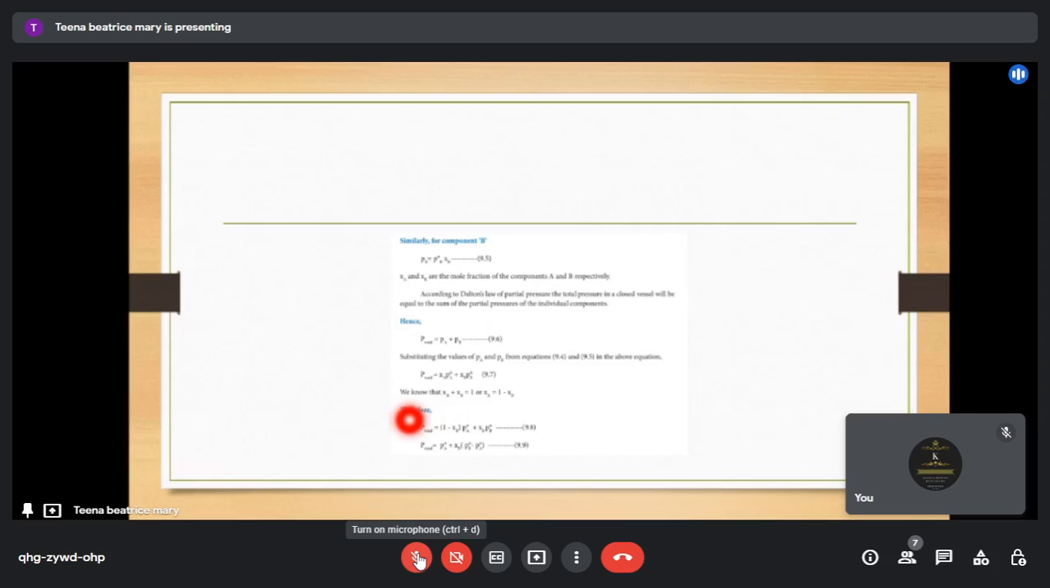Again, if you want to find the total vapor pressure, the value becomes P naught A plus XB, which is common, times P naught B minus P naught A.